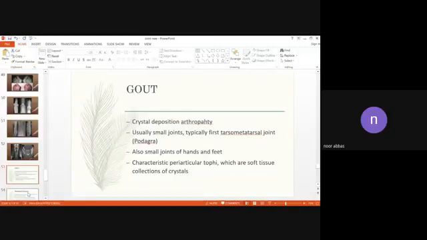We said that erosive arthritis can be caused by inflammatory conditions such as rheumatoid arthritis and seronegative arthritis, but it can also be caused by non-inflammatory crystal-related arthropathy such as gout. Gout is a crystal deposition arthropathy, usually affecting the small joints, typically the first tarsometatarsal joint, podagra, and also small joints of the hands and feet. It is characterized by periarticular tophi, which are soft tissue collections of crystals.